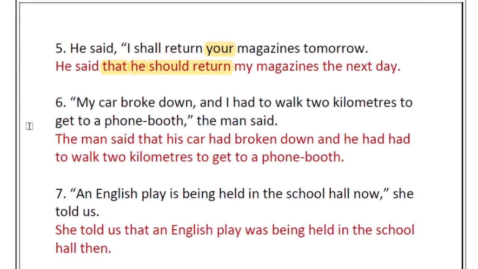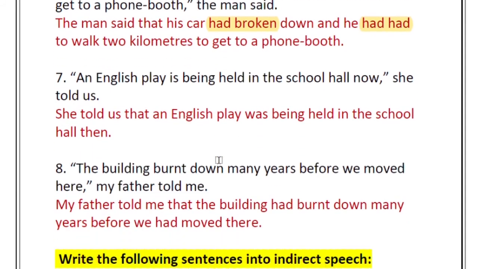The next day, my car broke down and I had to walk 2 kilometers to get to a phone booth. The man said that his car had broken down. Broke down is simple past, so you have to change to past perfect. So had broken down and I had to walk. Had means simple past, so two times we'll have to use the had word: one had for past perfect, and the other had, the had over here, is the verb. So had to walk 2 kilometers to get to a phone booth. Rest of it will remain same.